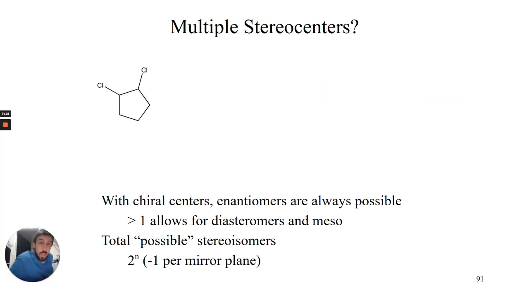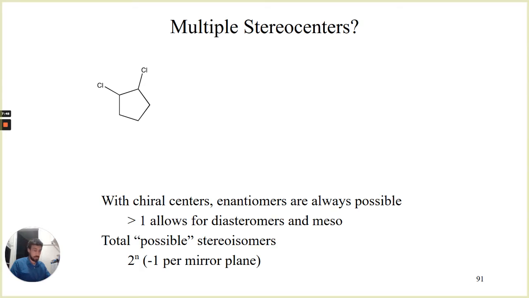Okay. What if you have multiple stereocenters? Okay, so, and we saw it kind of with the previous one, there were multiple stereocenters. We can encounter kind of a different question, and that question can be how many possible stereoisomers are there? Okay, and there's this rule 2^n minus 1 per mirror plane. And really what we're trying to get at is what are the possible ways that we could combine wedges and dashes on this particular structure.